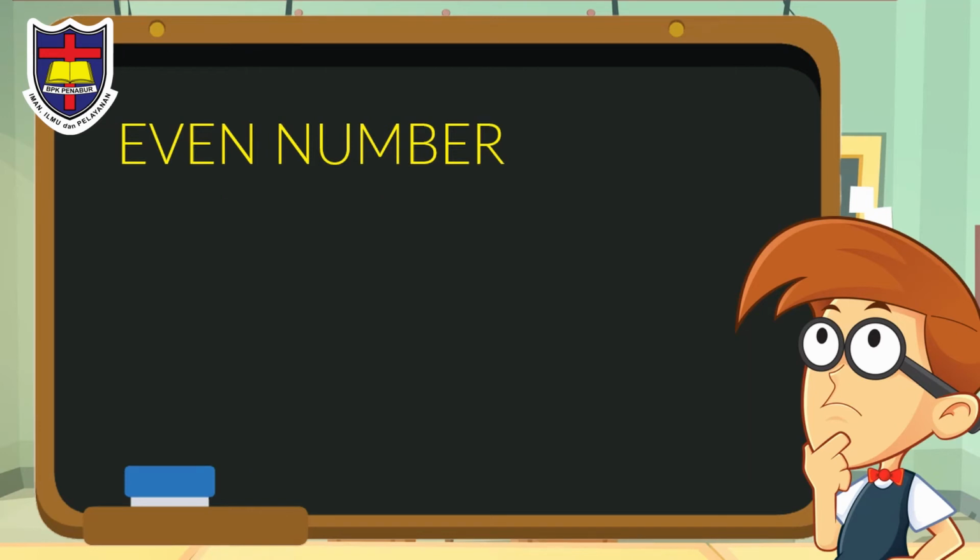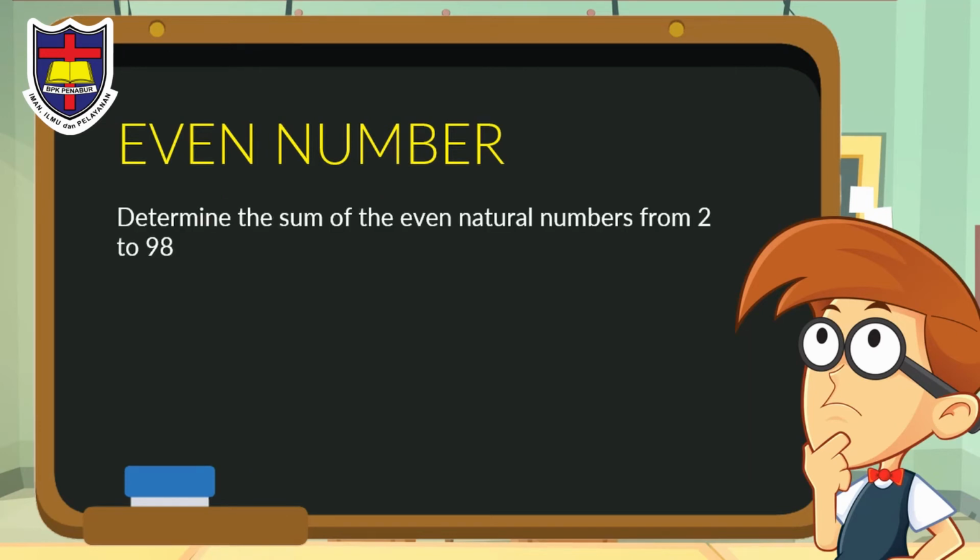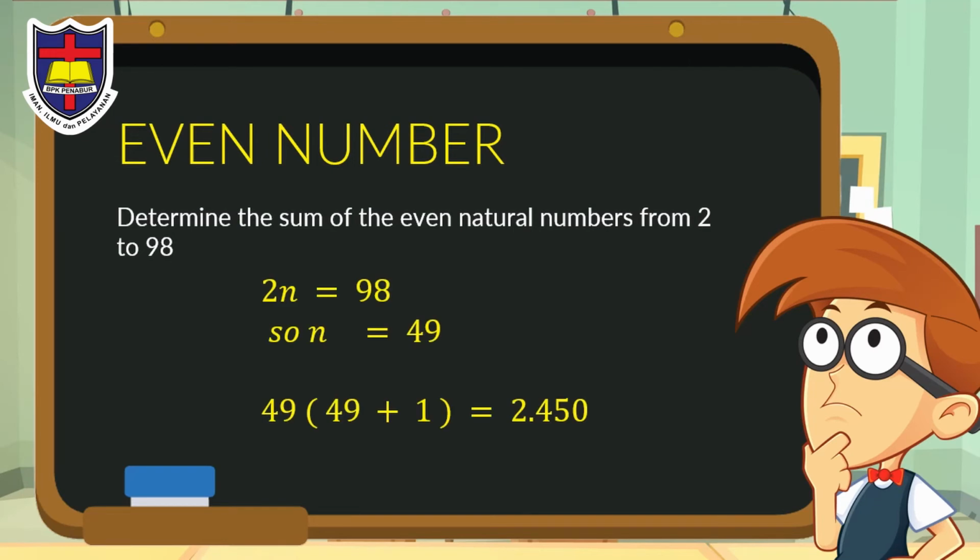Okay, so now we will see our next example. Determine the sum of the even natural numbers from 2 to 98. So we've already known about the nth term. The nth term is 98. So we must know the value of n to determine the sum of the even natural numbers. So we can use the formula here. 2n equals 98. So n will be 98 divided by 2, which equals 49.